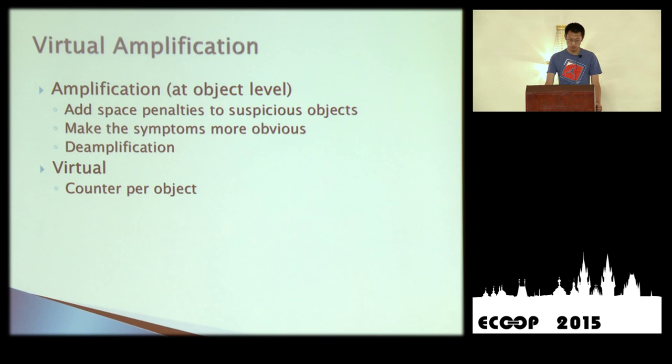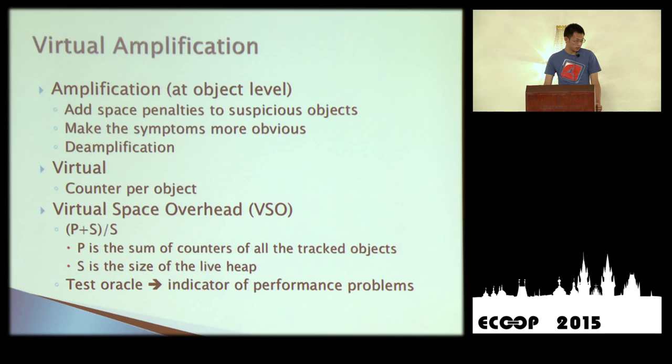So instead of directly adding physical space penalties, we just use a virtual counter to calculate the penalty size for each tracked object. So each object has its own associated virtual counter. And we add all the counters together. We get a total penalty size. We call it P. And S is the total size of the live heap. We add P and S together, and we divide the sum by S. Then we call this result virtual space overhead.